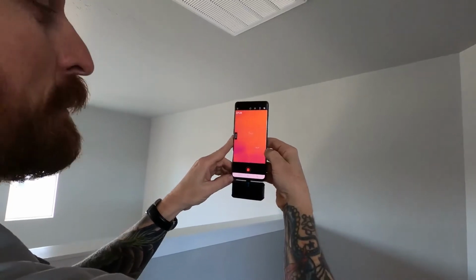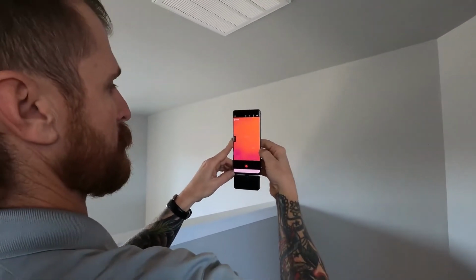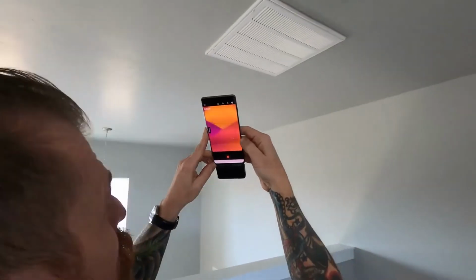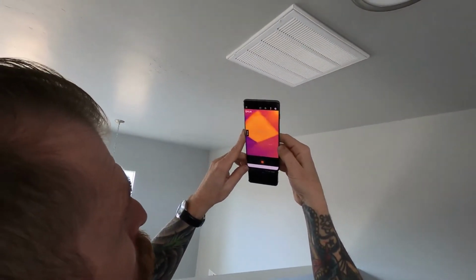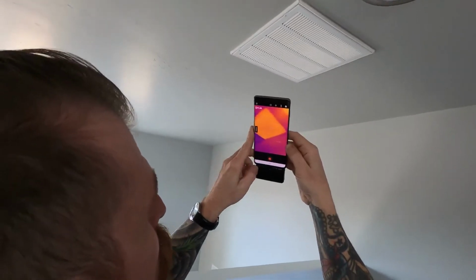So we're going to take a look at the ducts where it's coming out and see what kind of difference we have between this temperature at 73 degrees and what's coming out of those vents over there. All right.